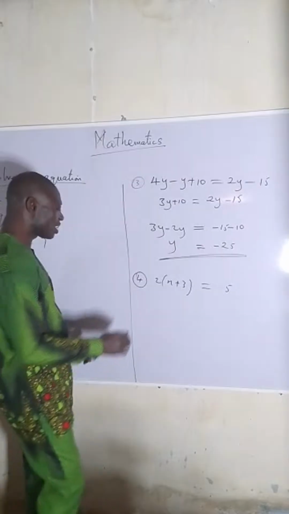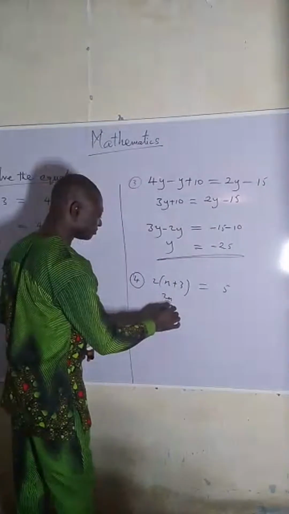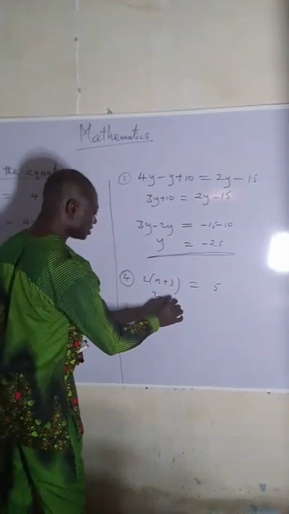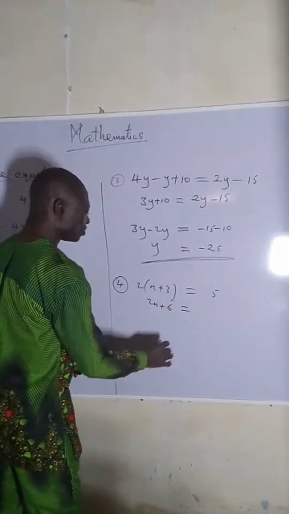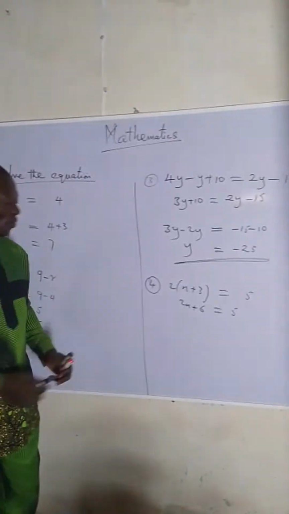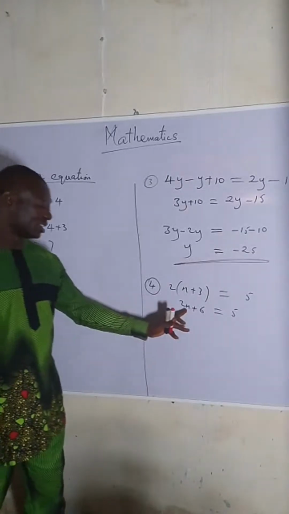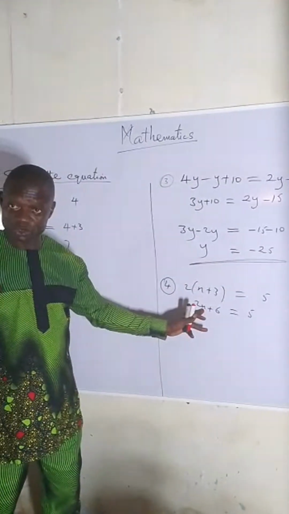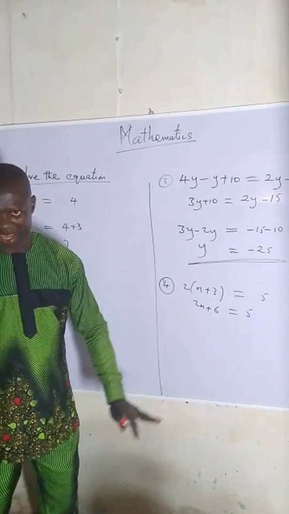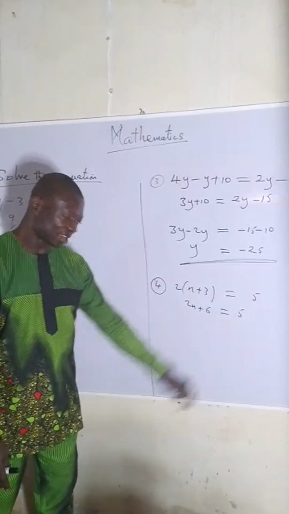And that is what is called opening the bracket. When we open the bracket here, we're going to have 2 times n will be 2n, plus 2 times 3 will be 6, is equal to 5 as a number. So this is what we have now. We have opened the bracket, and we can now see just one term in n. We now see terms without n, terms that are ordinary numbers, that is 6 and 5.